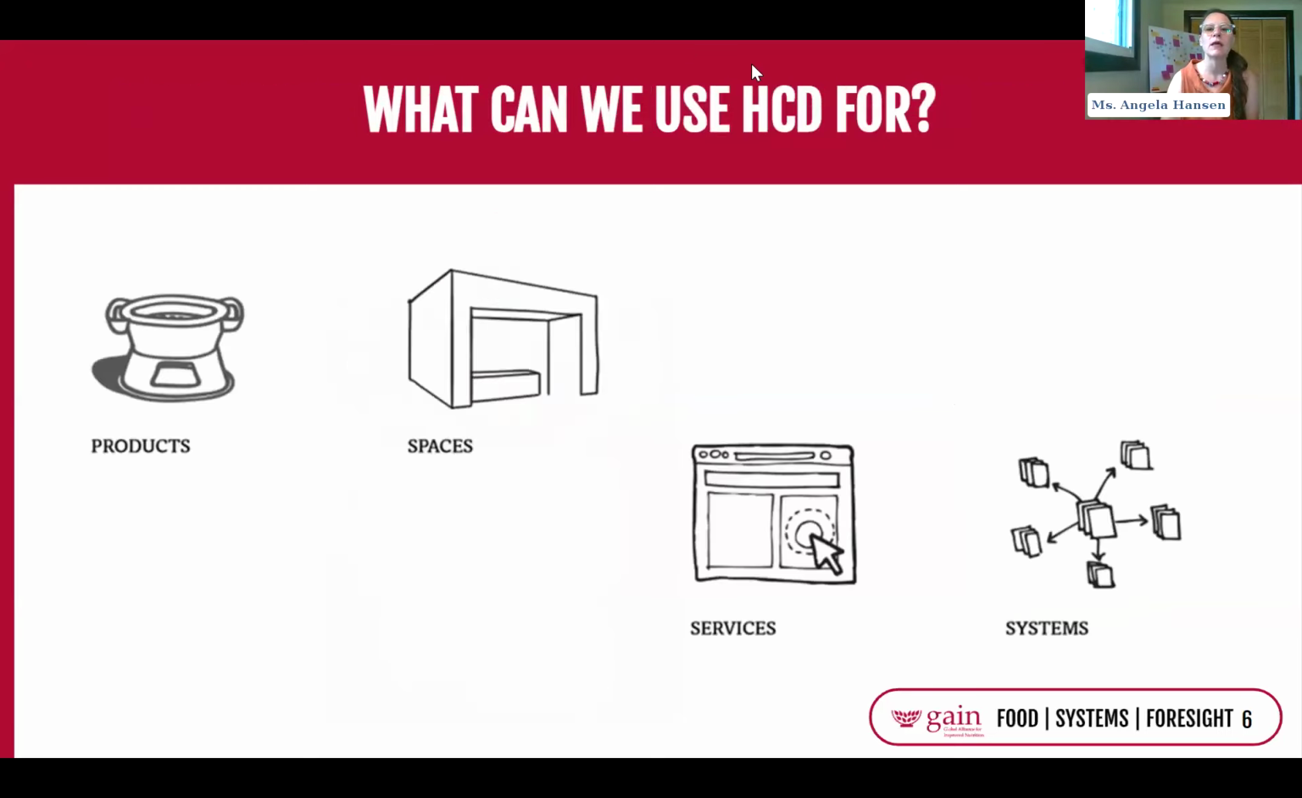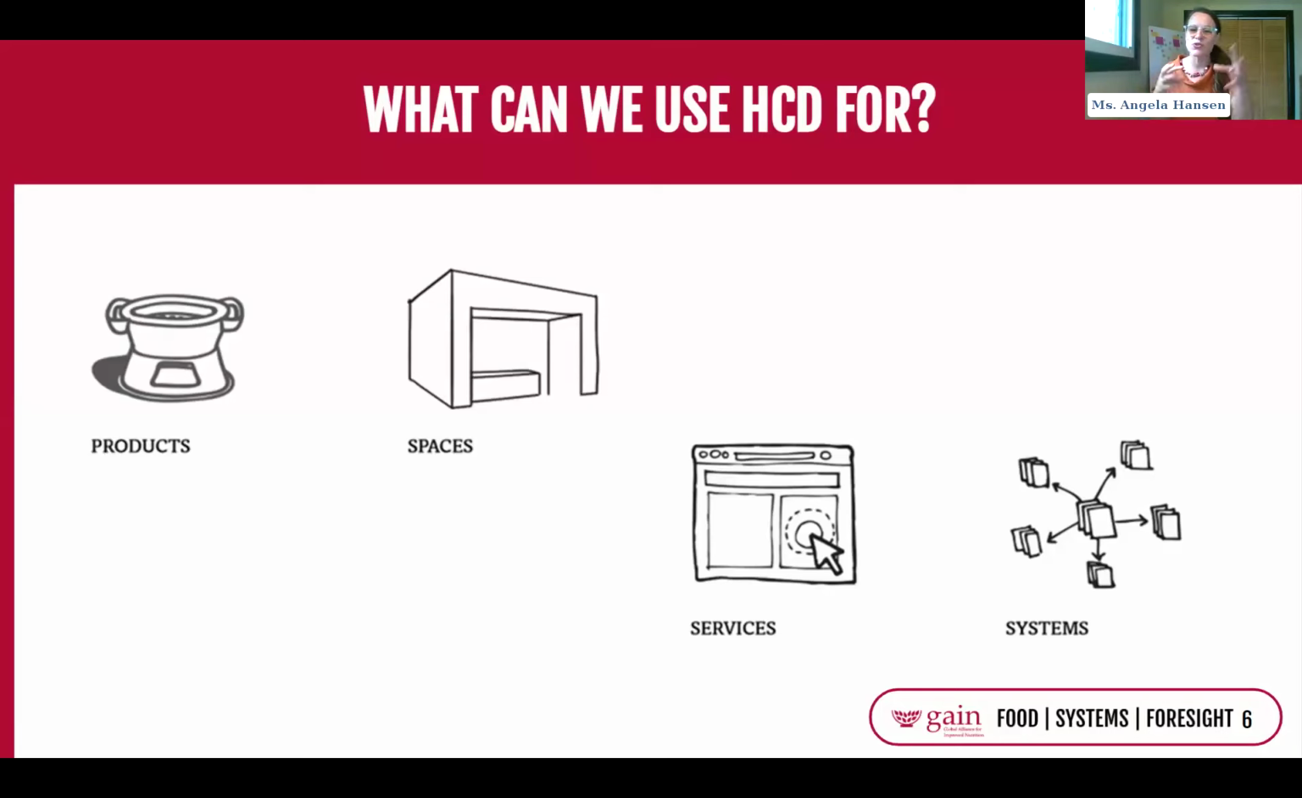So what can we use it for? Well, really, we can use, and I should have cited this, excuse my theft of this drawing, but this is from the Sprint book by Jake Knapp. And here we talk about products, spaces, services, and systems, which are all the different kinds of things we can design using human-centered design. So we all know what products are.